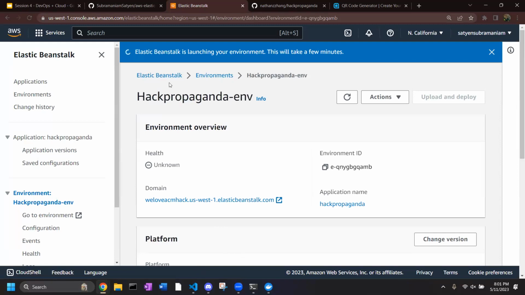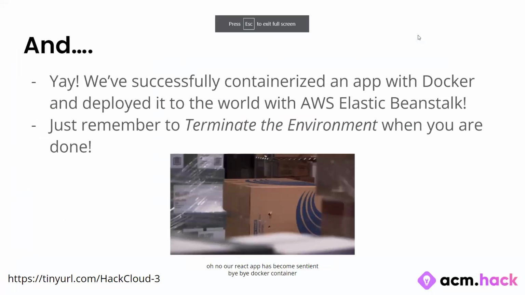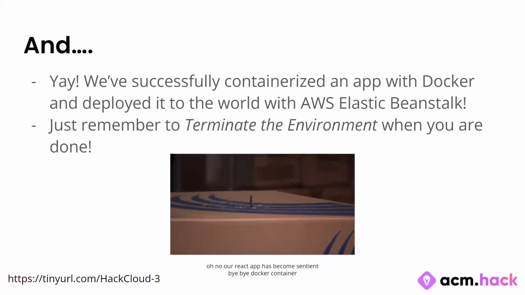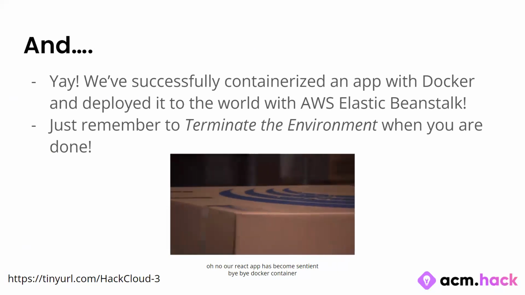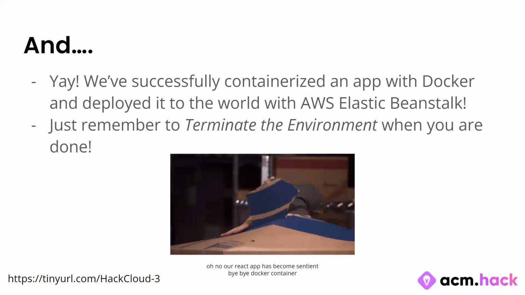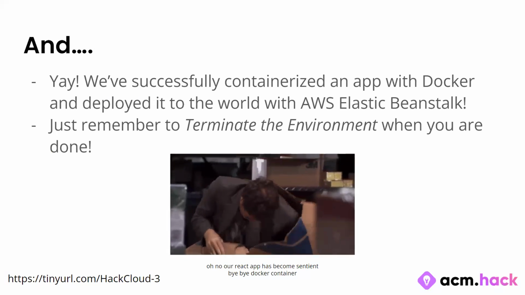But anyway, as that is running and as that hopefully works, that's essentially all that you need to do. We've essentially been able to containerize an app, our own app actually, with Docker, and then deploy it to the world of AWS Elastic Beanstalk. The one thing you need to remember to do is actually turn off your environment when you're done. Yeah. Any questions on this part?